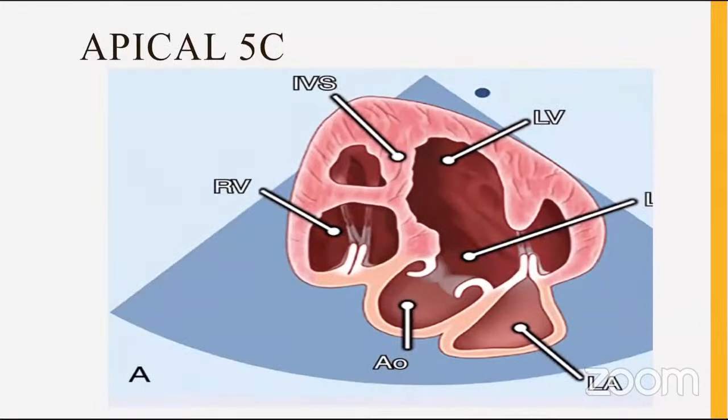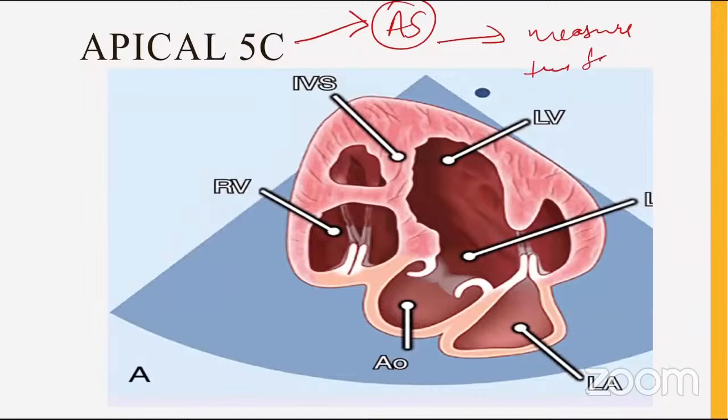Then apical 5-chamber. This is a very important view for aortic stenosis. Okay? So we can measure the severity of aortic stenosis and the pressure gradient in this view. And in this view, we have this LA here, LV here, RA here, RV here, and this is aorta. These are the aortic walls. Okay? So this view is formed by the probe at the same position, but we'll just tilt the probe slightly towards the apex.